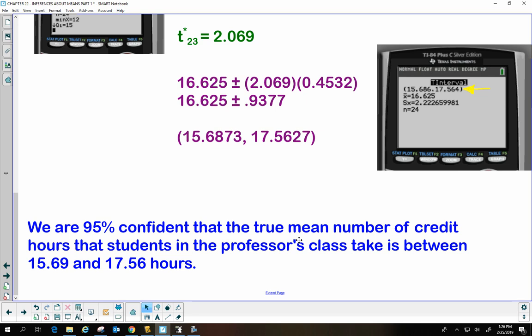As a reminder, that means that if we were to sample 24 students, every possible combination of 24 students out of the 250, 95% of the confidence intervals produced from those samples would contain the true mean credit hours. Rather than doing all of that, we do it once and we can be 95% confident that our true mean credit hours is between those two values.